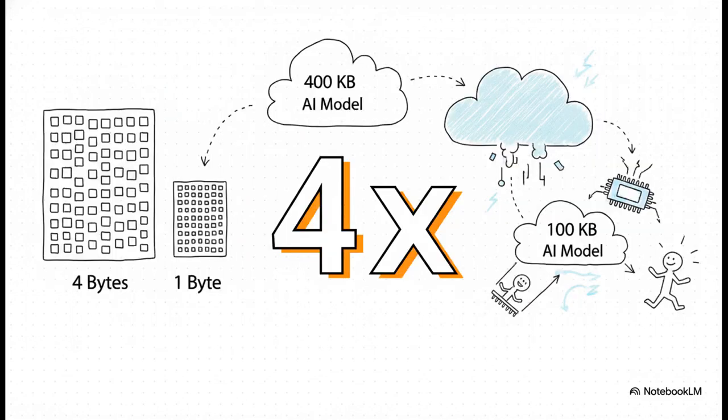And the real-world impact here? It's immediate. By moving from 4 bytes down to just 1 byte per number, your entire AI model becomes roughly 4 times smaller. So a 400 kilobyte model suddenly shrinks to 100 kilobytes. That is very often the difference between a model completely failing to load and running perfectly.